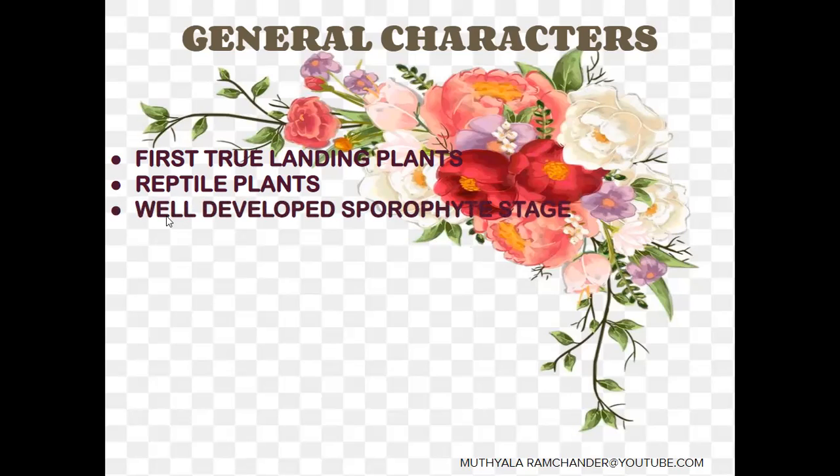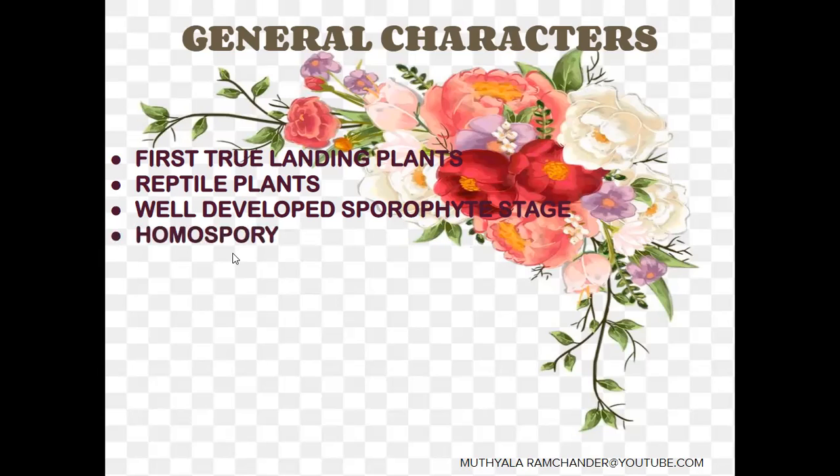Next general character is well-developed sporophyte stage. Pteridophyta plants contain gametophyte and sporophyte. From the two stages, sporophyte is well developed because it participates in photosynthesis. It can prepare its own food material, and the sporophyte contains root system, shoot system, and leaves. So the sporophyte stage is the well developed stage in Pteridophyta plants.